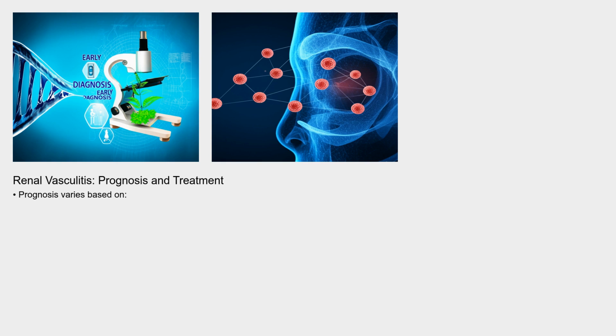Recent research focuses on developing more targeted and less toxic therapies for vasculitis, as well as identifying biomarkers to predict disease progression and treatment response. Ongoing clinical trials are exploring the use of novel immunosuppressive agents and biological therapies to improve outcomes for patients with renal vasculitis.